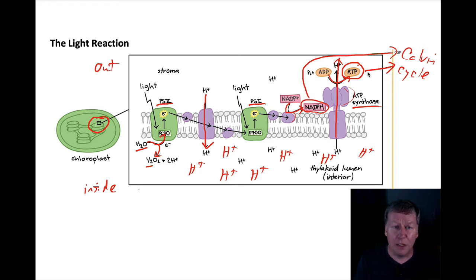Okay, hopefully you understand the light reaction now and how it's used to create NADPH and ATP molecules, both of which are going to go to the Calvin cycle. And they're going to power the Calvin cycle. So with that in mind, let's go look at the Calvin cycle.